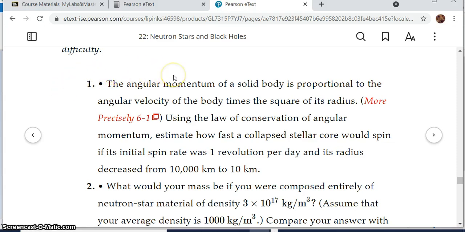It says the angular momentum of a solid body is proportional to the angular velocity of the body times the square of its radius. Use what's called the conservation of angular momentum, I'll show you what that means, to estimate how fast a collapsing stellar core would spin if its initial spin rate were 1 revolution per day, and its radius decreases from 10,000 kilometers to 10 kilometers. Okay, so that's the basic idea.